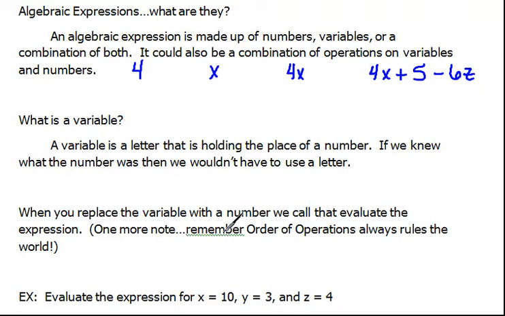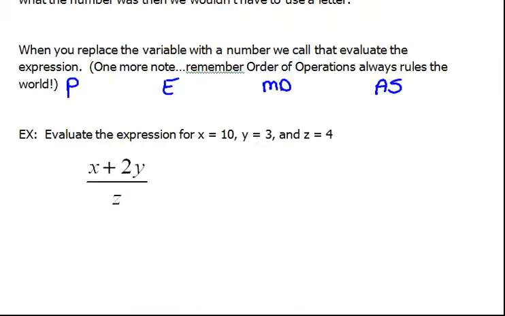Now, you have to remember that even after you replace the variable with a number and you go to simplify, we have to keep in mind that order of operations is always in effect. Okay. So, order of operations, if you'll remember, that little mnemonic device was Please Excuse My Dear Aunt Sally, and the P represented parentheses and grouping symbols.